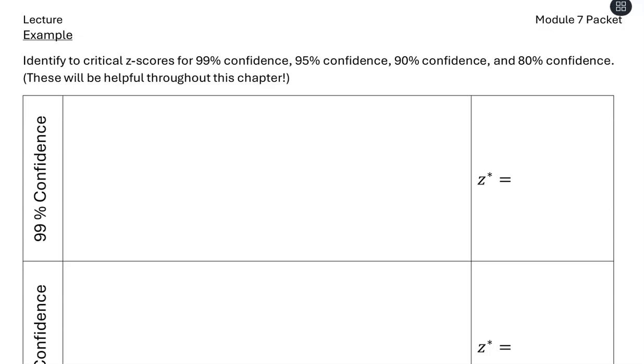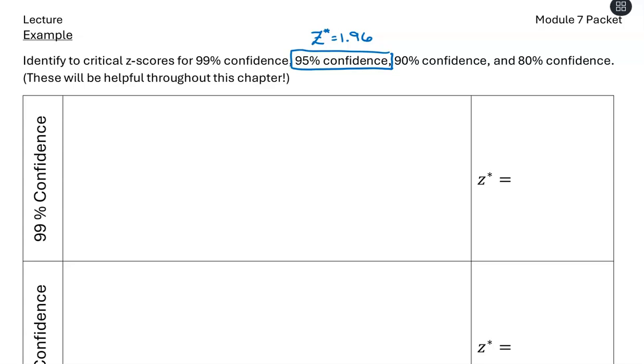So in that first video, which was the introduction to confidence intervals, we went through the whole process of a 95% confidence interval. And part of that process was finding a critical z-score that would help us capture that 95% of data between two values. And what we found there was a critical z-score of 1.96.